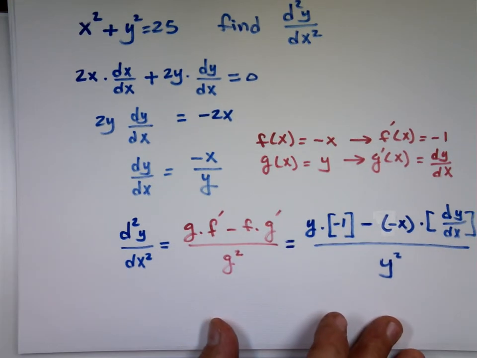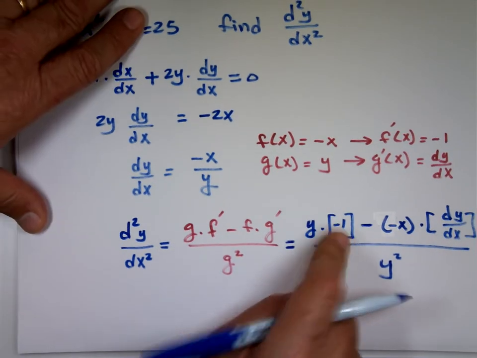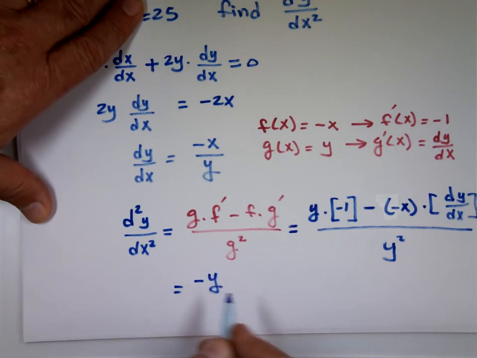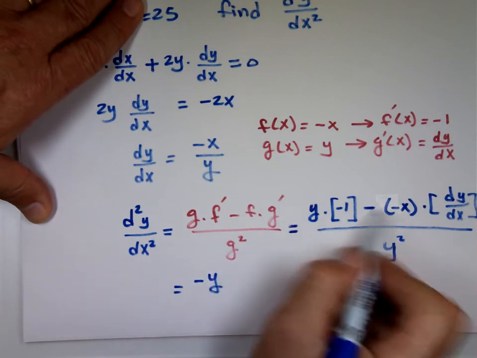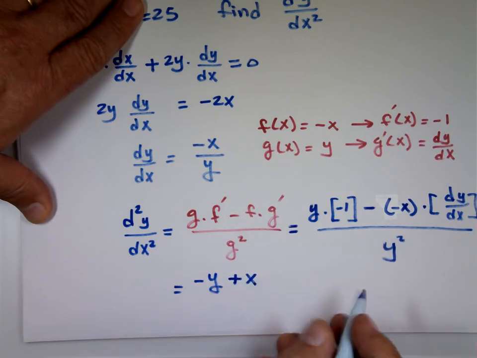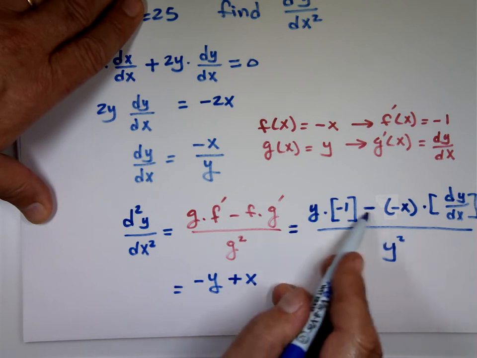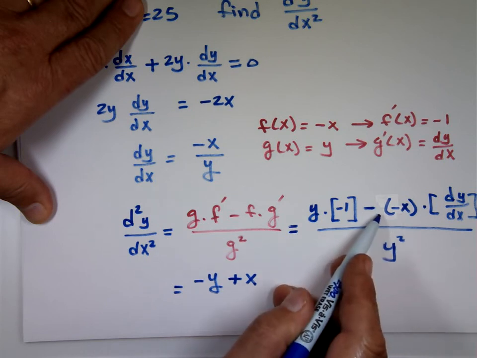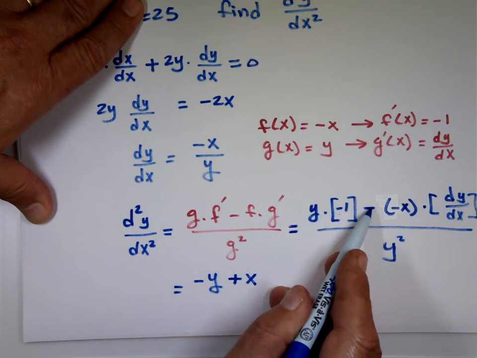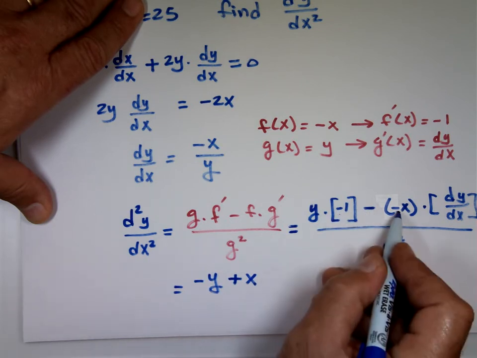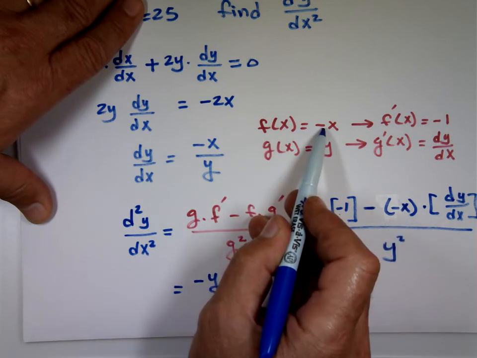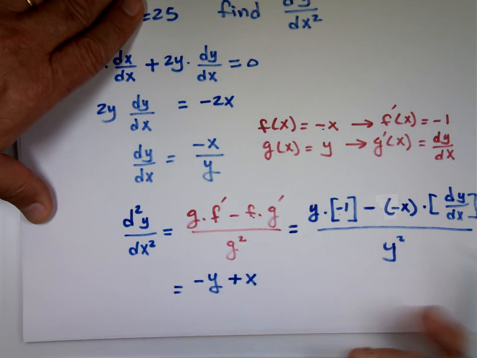What's y times a minus 1? Negative y. You don't have to put the 1. It is true, negative 1, but you don't have to put it. What's minus times a minus? Positive. x times dy/dx, because f is negative x and g prime is dy/dx. Negative x, minus negative x. That's f times g prime. So that'll be x times dy/dx.